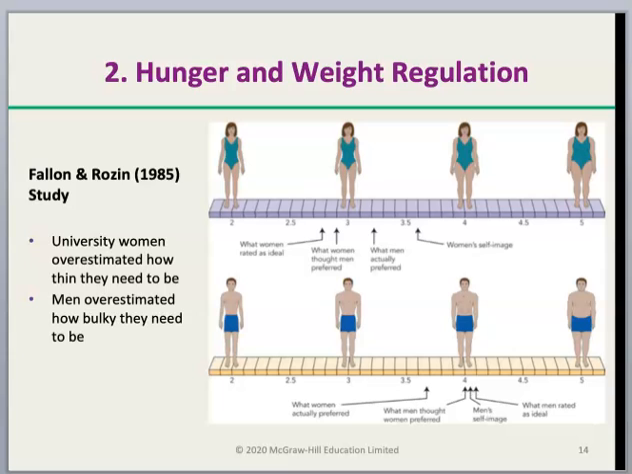What you can see on the men's side is that men scored themselves as a 4. What they rated as ideal was a 4, and what they thought women preferred was a 4. Women actually preferred more of a 3.7. But men basically overestimated how bulky they needed to be. They thought they needed to be bigger to attract women.